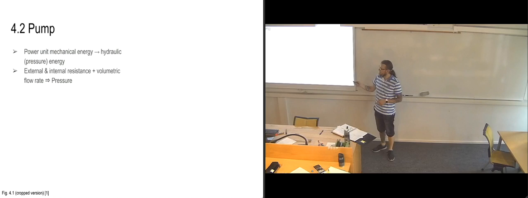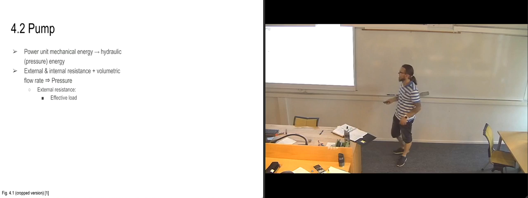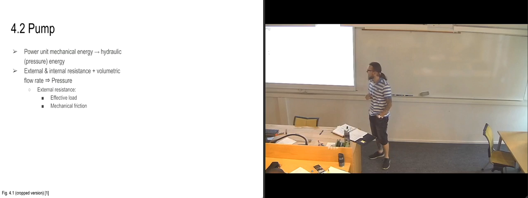So examples of external resistance is the effective load. So if you have a piston moving and it's pushing or lifting or whatever on something that weighs something, then you have an effective load. So long as you're moving something more than the hydraulic components themselves, then you have the effective load there. You will also have the mechanical friction.